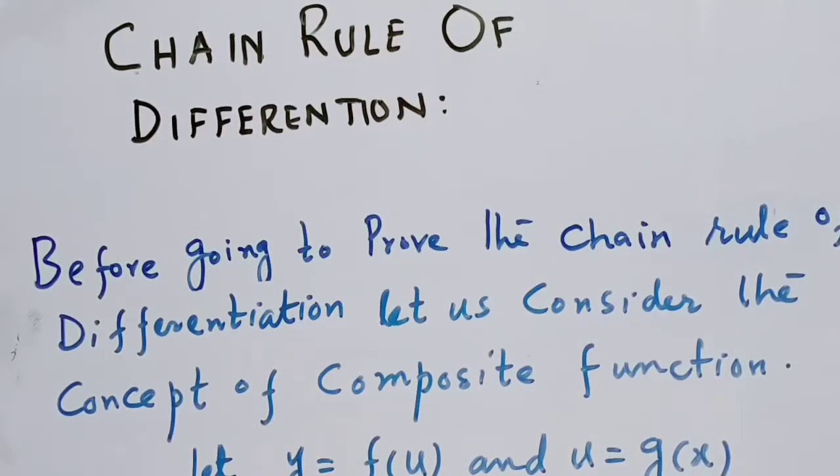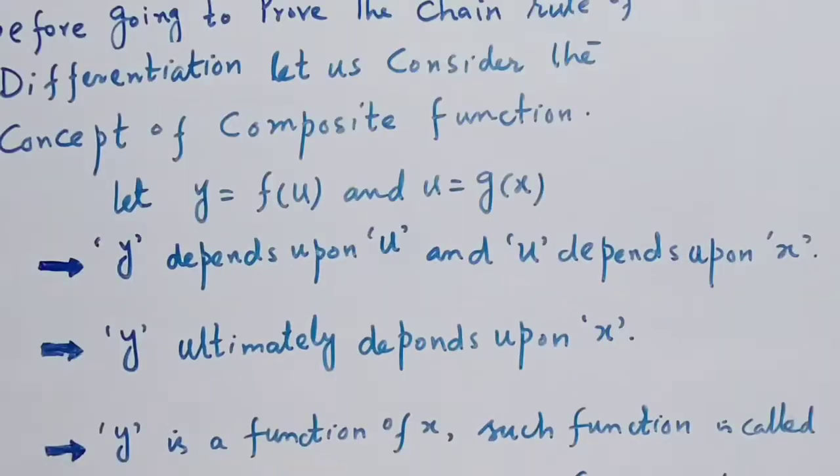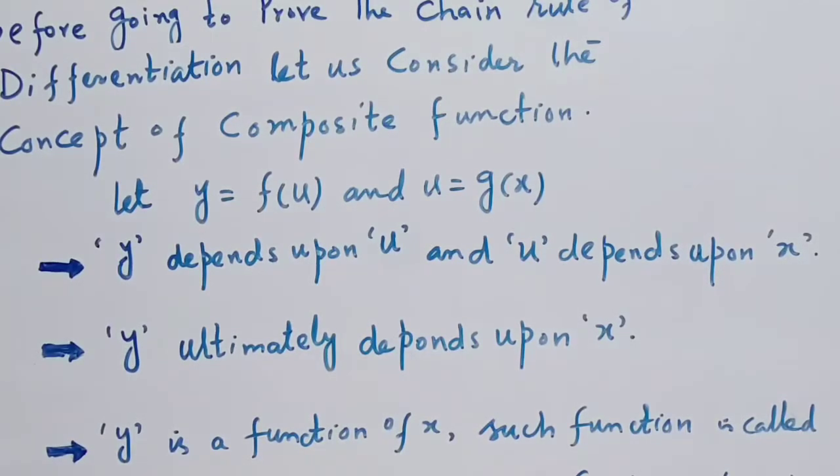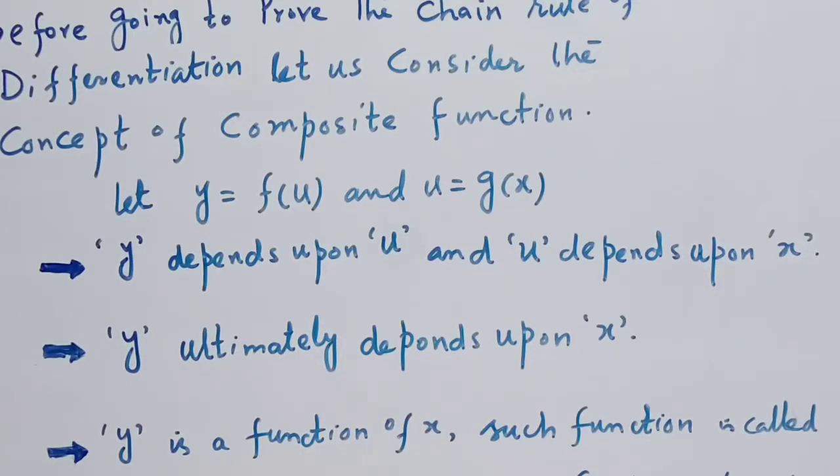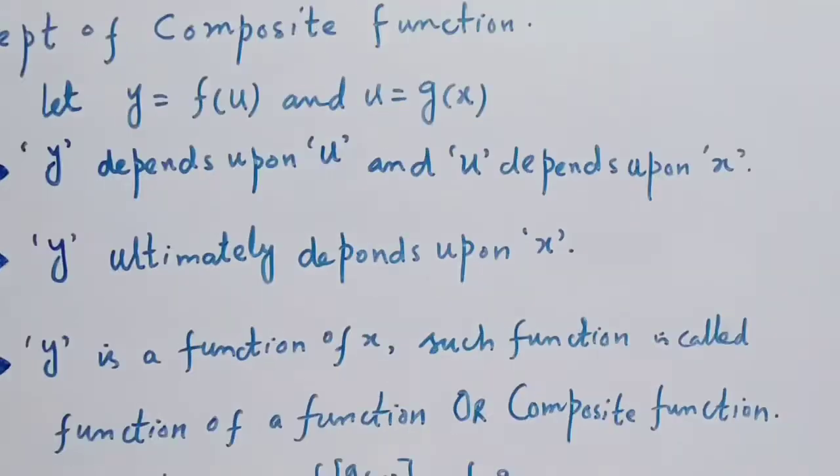First of all, we have to consider the concept of composite functions, or composition of two functions. Let y equal f of u and u equal g of x. This implies that y depends upon u and u depends upon x, so ultimately y depends upon x. So y is a function of x. Such a function is called the function of the function.